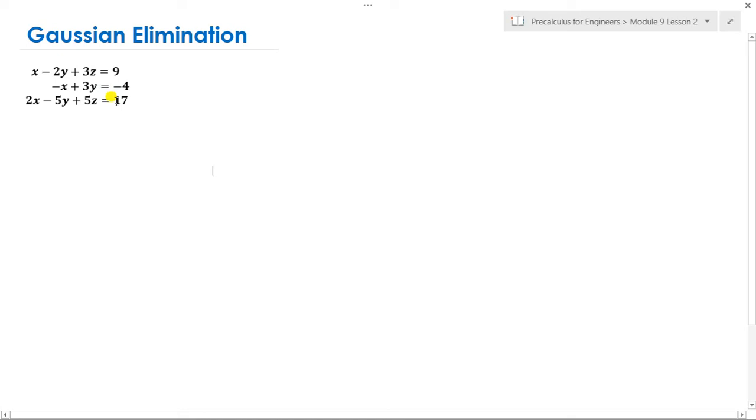So we have two methods. The first is the Gaussian elimination. The second is by using matrices.